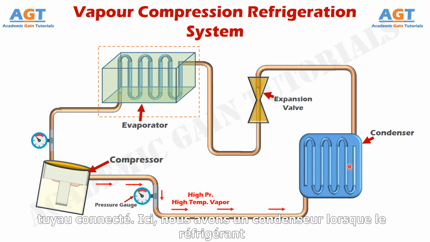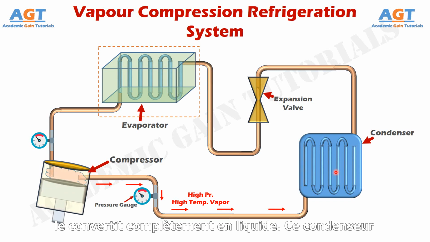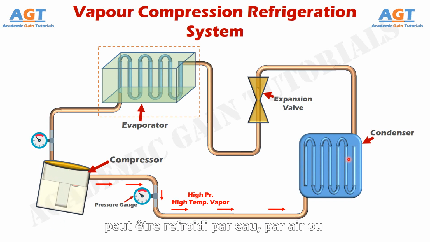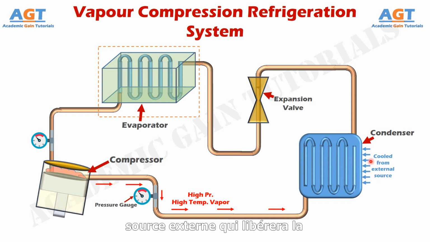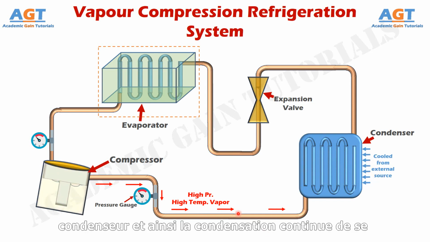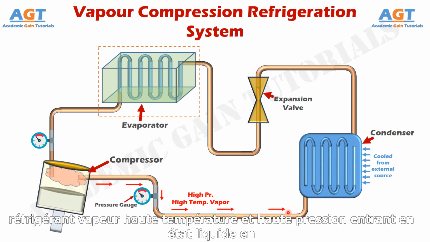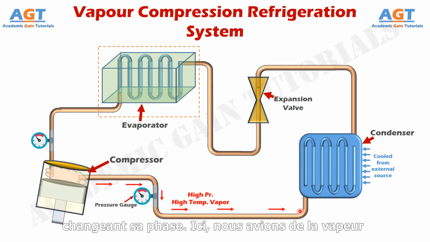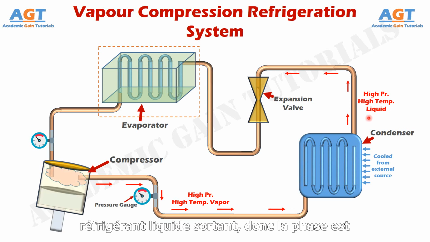Here, we have a condenser. When high temperature high pressure vapor refrigerant enters this cold condenser, then the condenser absorbs the heat from the vapor refrigerant, and completely converts it into liquid. This condenser can be water cooled, air cooled, or cooled by any other substance from an external source, which will liberate the latent heat of this vapor coming into the condenser, and thus condensing keeps happening. So, in easier words, the condenser changes the incoming high temperature high pressure vapor refrigerant into liquid state by changing its phase. Here we had vapor coming in, and now we have liquid refrigerant going out, so the phase is changed.